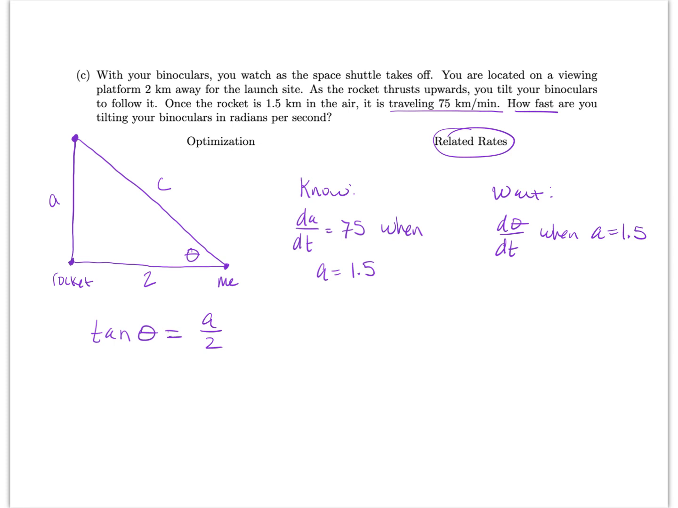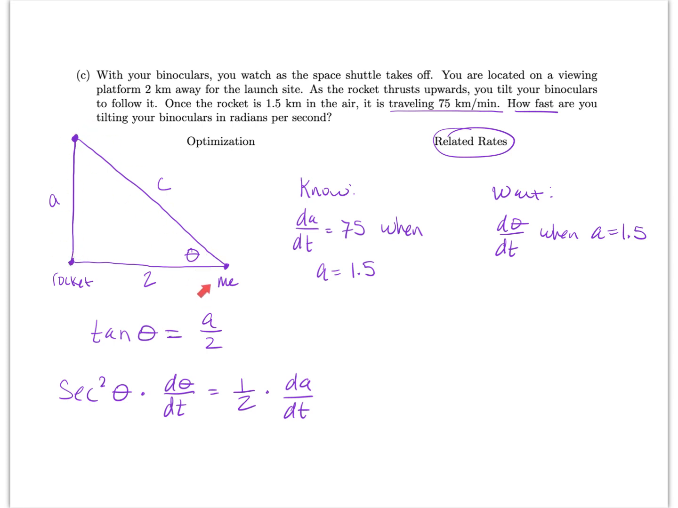Then we take d/dt of both sides. So the derivative of tangent is secant squared theta, and then times the derivative of the inside, dθ/dt. The derivative of 1/2 A is 1/2, and then times dA/dt. And then I should plug in the things I know and solve for the things I want. But plugging in the things I know can be tricky. I need the secant of theta, and that's going to depend on the values of A and C here.